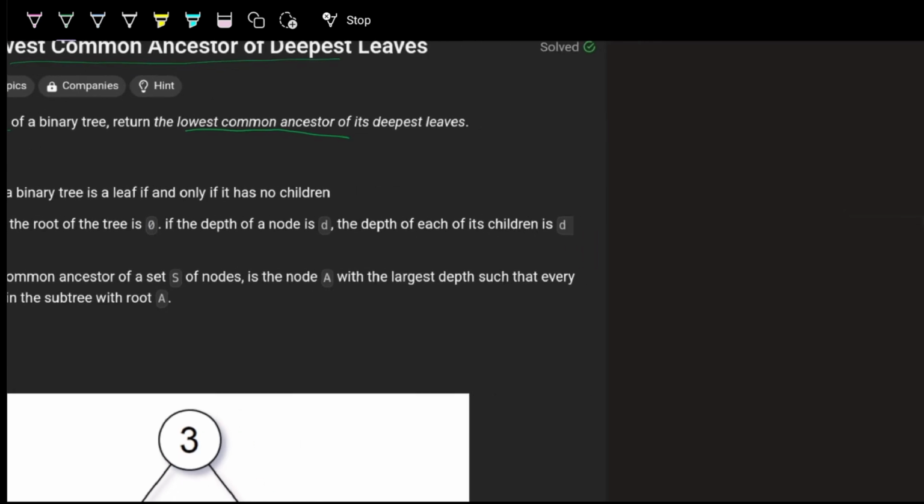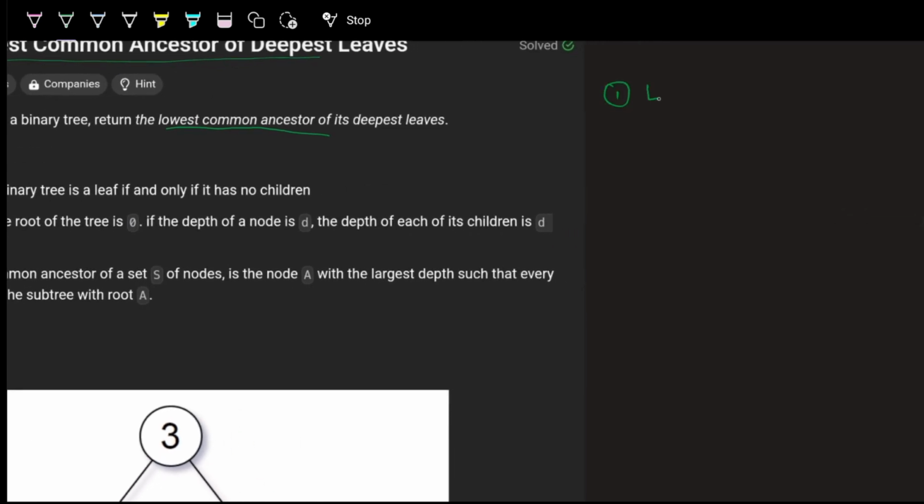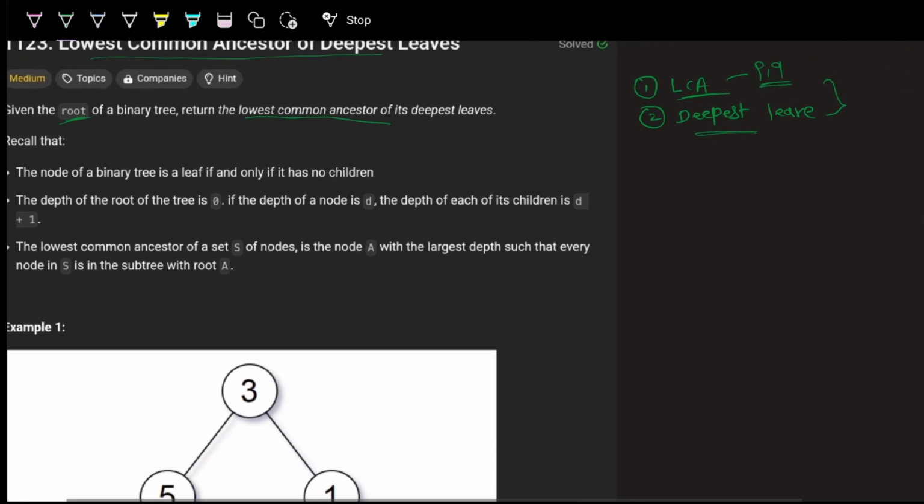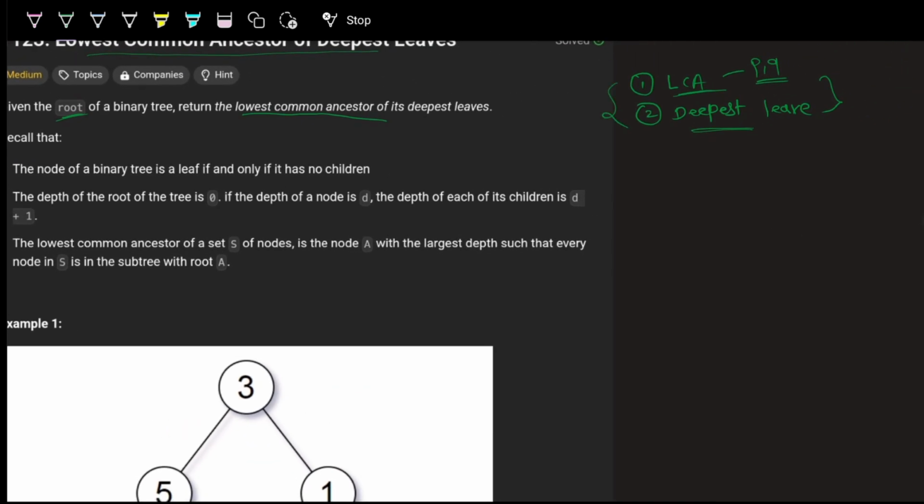So first of all, there are two terms. First is the lowest common ancestor and second is the deepest leaves. And this problem is basically a combination of two subproblems you can consider. This is a separate LeetCode problem if you have solved it, the lowest common ancestor of two given nodes, P and Q, in the tree. We have to find the lowest common ancestor and the deepest leaves. This is a new kind of problem that we will see how to solve. But of course, we will solve this problem in two steps only.